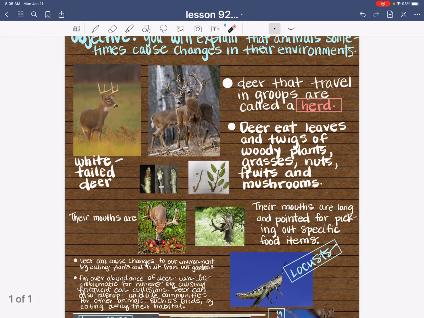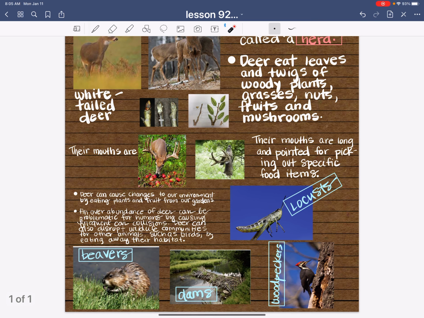And deer, what do they eat? Well, they eat leaves and twigs of woody plants, grasses, nuts, fruits, and mushrooms. So leaves and twigs, and there's some fruit. And if you'll notice right here, their mouths are long and pointed. You see how he's reaching up to eat off of the tree or the plant there? Their mouths are long and pointed for picking out specific food items.